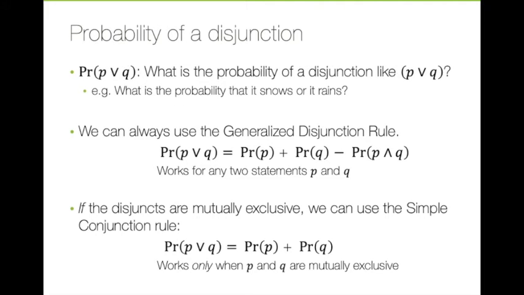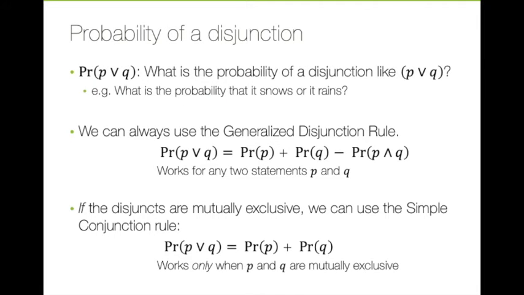To determine the probability of a disjunction sentence, we have to use one of our disjunction probability rules. We can always use the generalized disjunction rule. This will work no matter what. That tells us the probability of P or Q equals the probability of P, one value, plus the probability of Q, that's another number, minus the probability of P and Q.